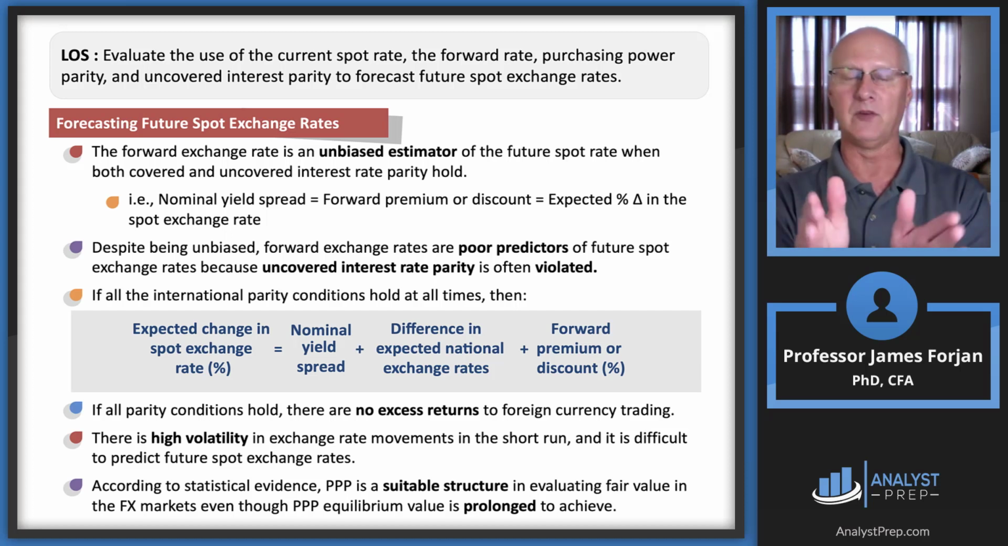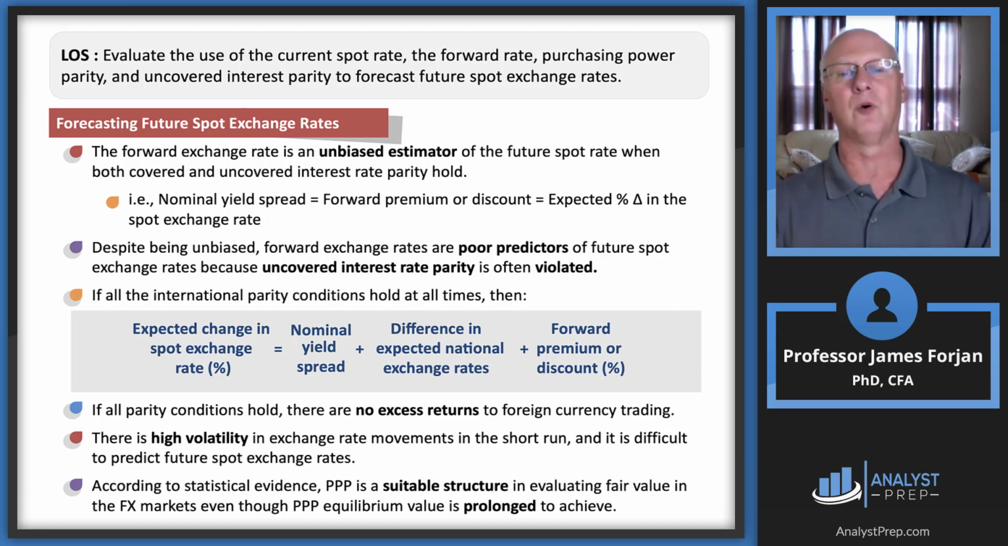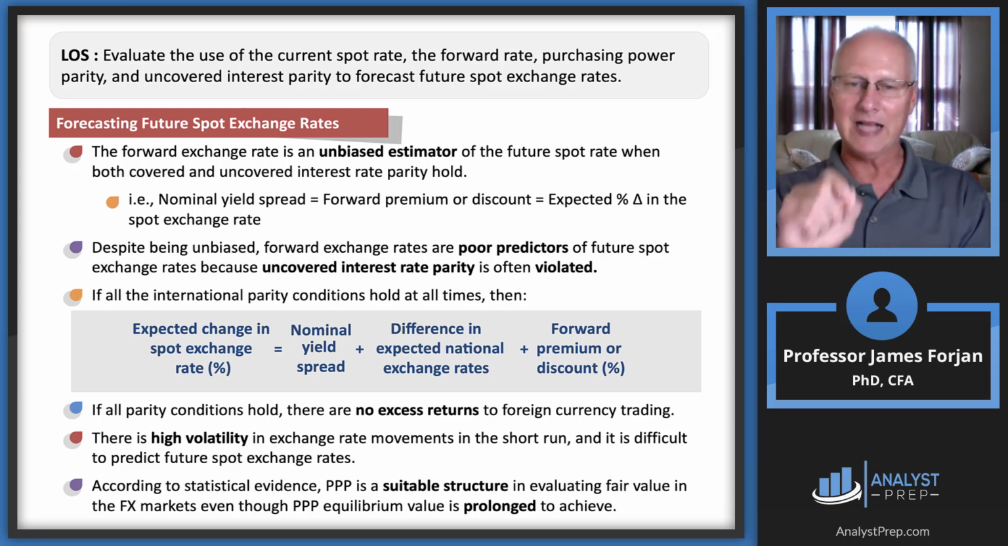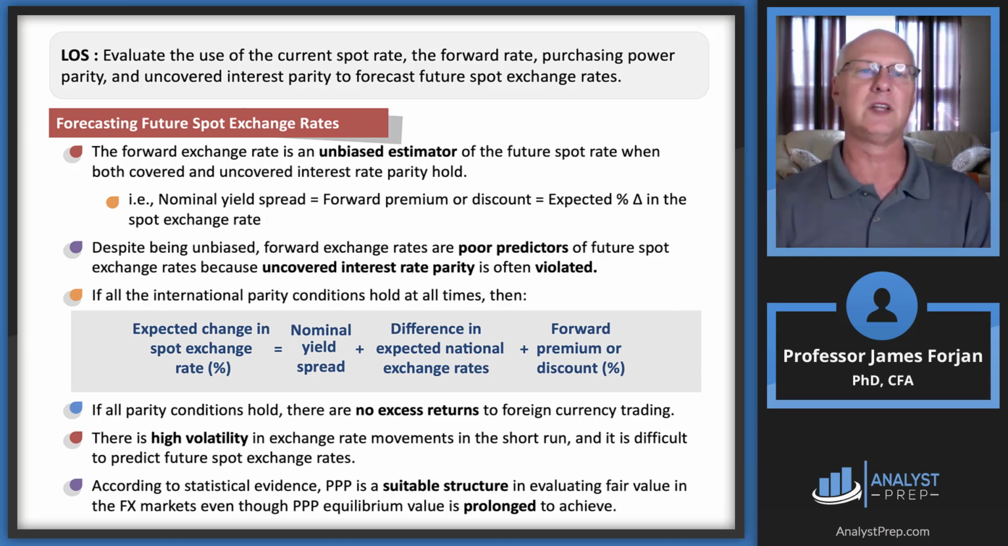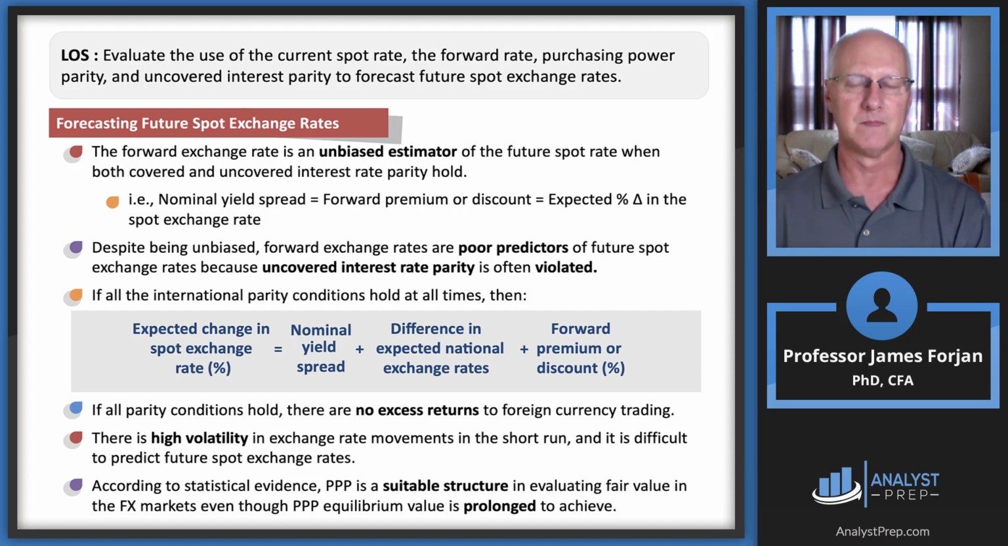So think about what this means. For the first part, to the right-hand side of the equal sign, the nominal yield spread, we need to know all sorts of things. But primarily, we need to study central bank behavior and what the central banks are doing to either increase or decrease interest rates. Then we need to be a pure economic analyst so that we know expected national exchange rates. That has everything to do with the relative power and productivity of each economy. And then, of course, we need to look in the derivatives market.